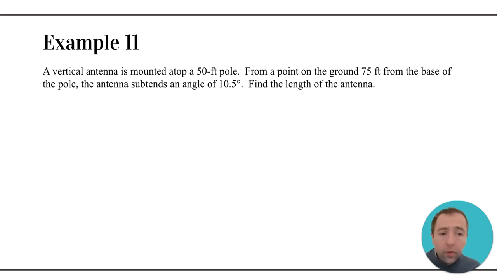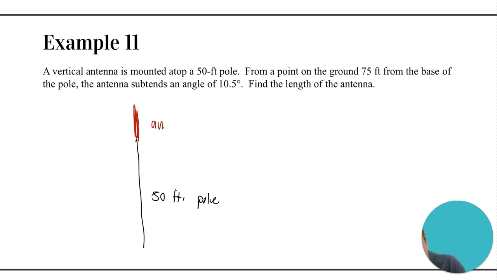And then this last example here, we have a vertical antenna that is mounted atop a 50-foot pole. From a point on the ground 75 feet from the base of the pole, the antenna subtends an angle of 10.5 degrees. And we want to find the length of the antenna, right? So we have a 50-foot pole here, and then there's a vertical antenna. Vertical means up and down. That's atop the 50-foot pole, right? So there's another extension to that 50 feet right there. But we don't know how tall the antenna is, right?